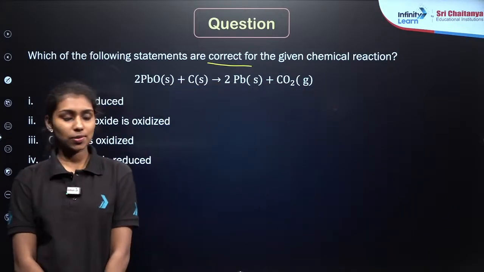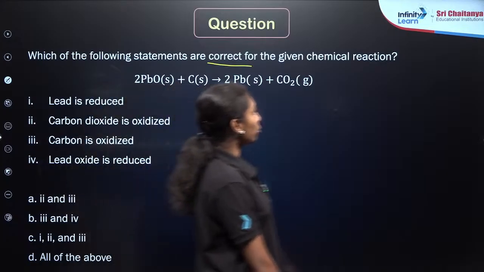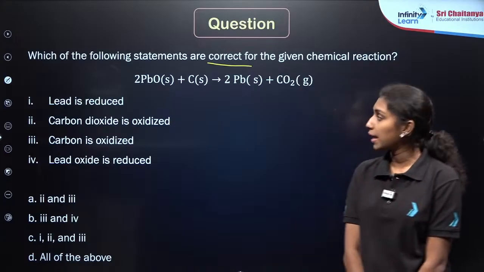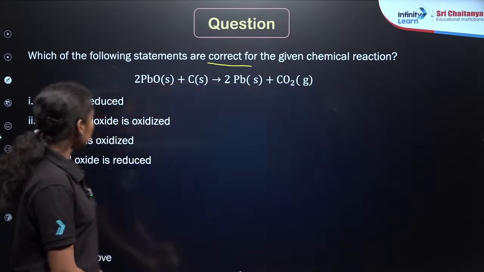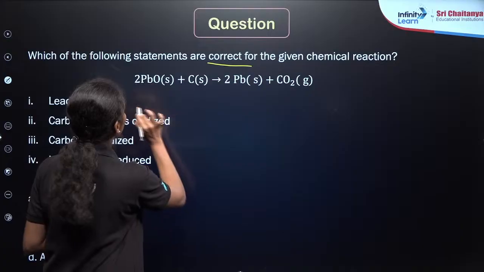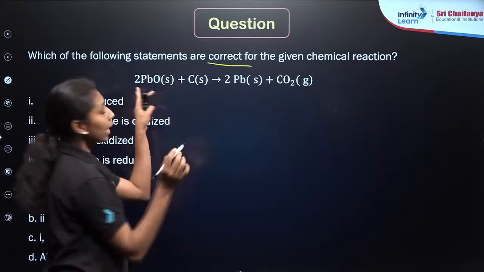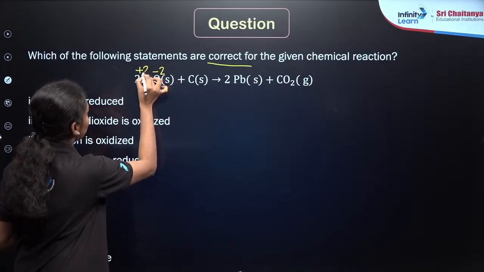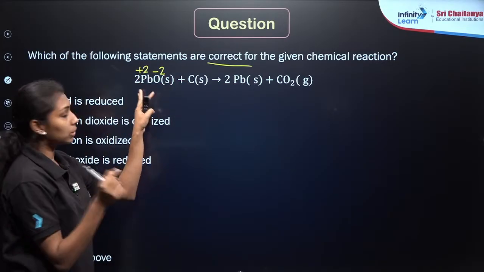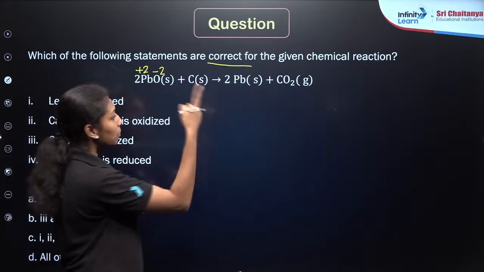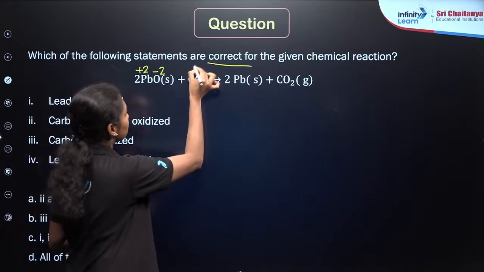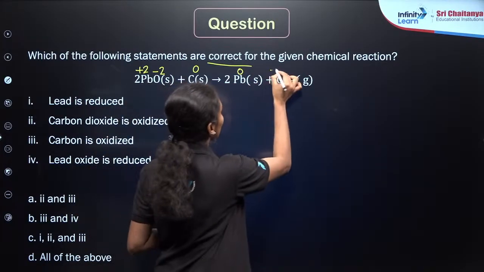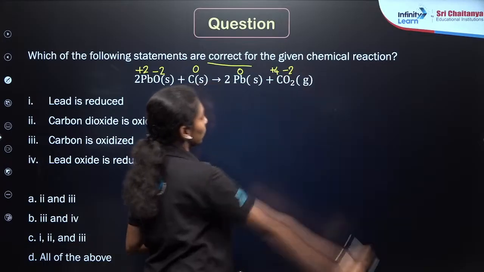Okay, what will be the answer for this question? What is the first step you have to do? You need to find out the oxidation number of each of the elements or atoms present in the reaction, right? In the case of oxide, oxygen will have the oxidation number of minus 2. So obviously lead will have plus 2, then only the sum will become 0. Then what about carbon? Carbon is in the pure elemental state, so it will have the oxidation number of 0. Lead is also in the pure elemental state, so it will be 0. For carbon dioxide, carbon is plus 4 and oxygen is minus 2.